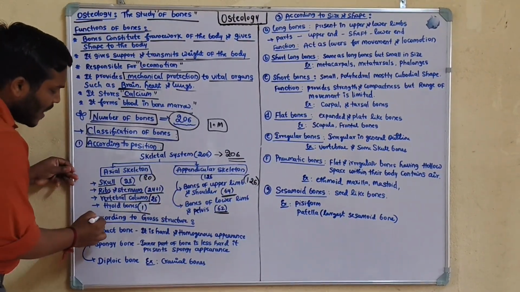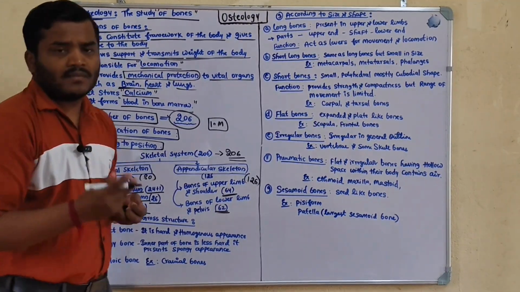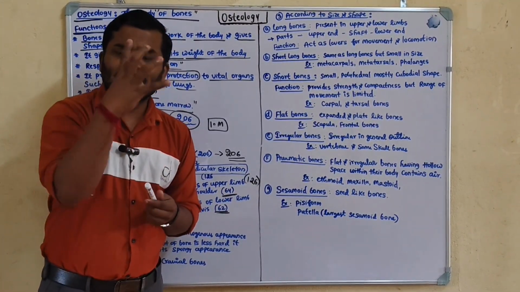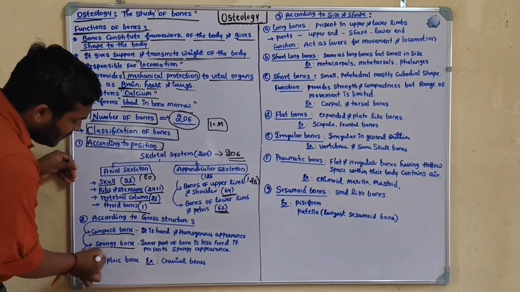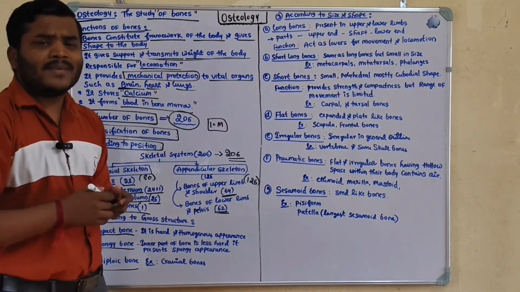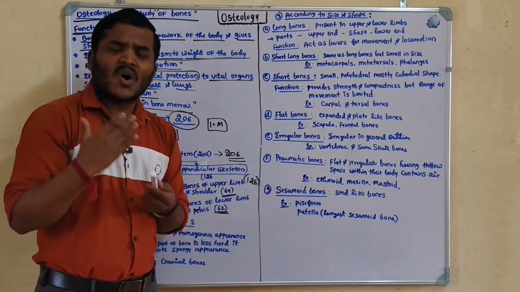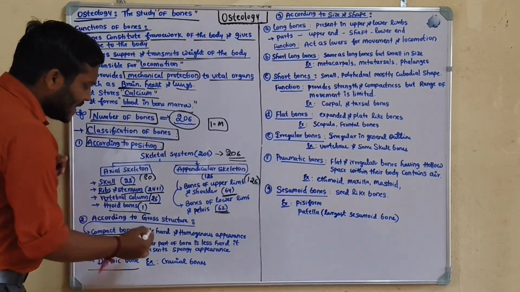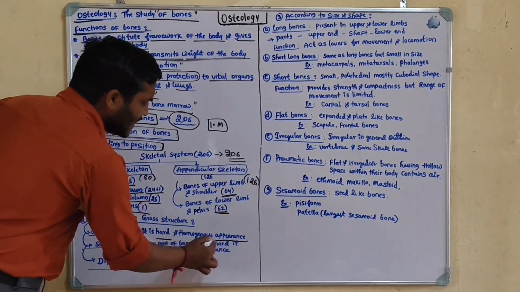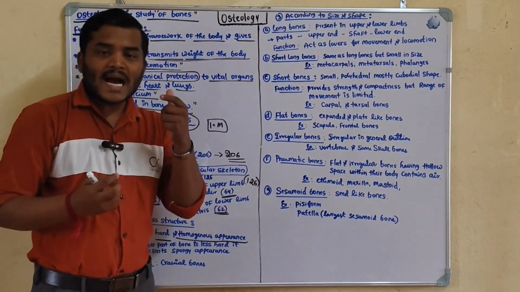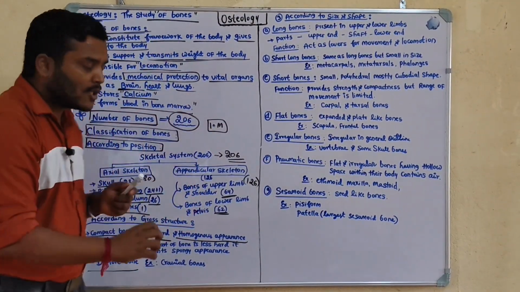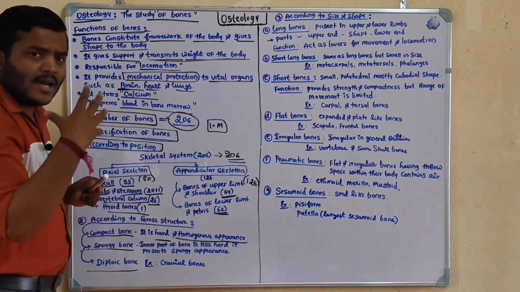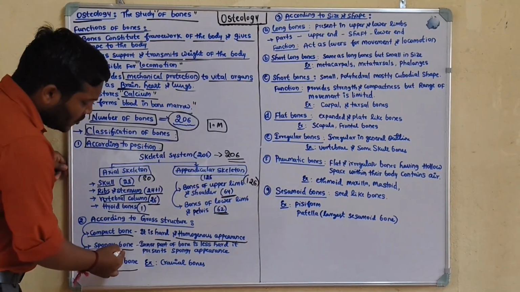Now we discuss according to gross structure, that is structure wise classification of the bones: compact bone, spongy bone, diploic bone. Compact means it is hard in nature, hard and homogeneous in appearance. That bone is called compact bone. And spongy bone.